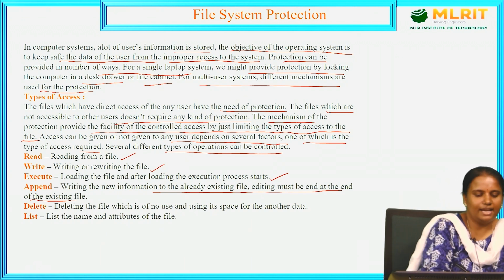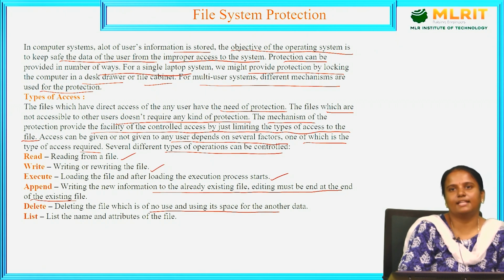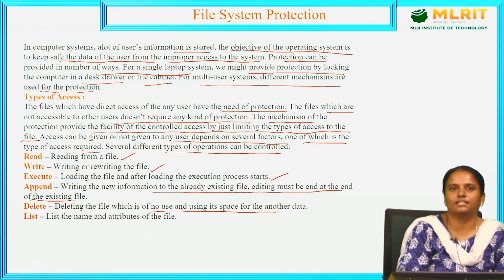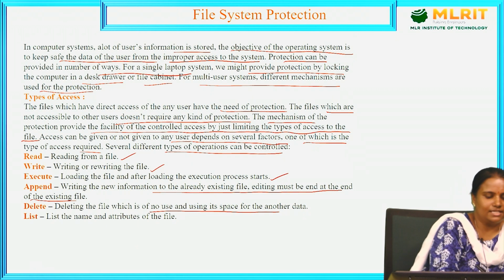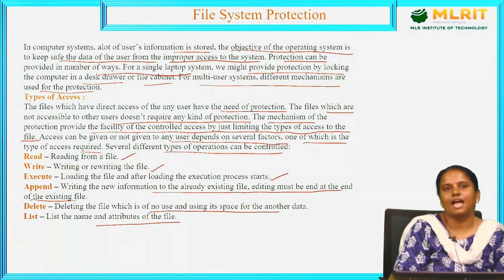Next, delete. Deleting a file which is of no use so that it frees space for other data. Whenever our disk is full and I want to insert a new file, in that case what are we going to do? We delete unwanted files from the disk and add the new files, so deleting gives space for the new files. Next, list: listing the name and attributes of the file, that is, naming the particular files and giving attributes for a file. That is all about the access permissions of a file: read, write, execute, append, delete and list.